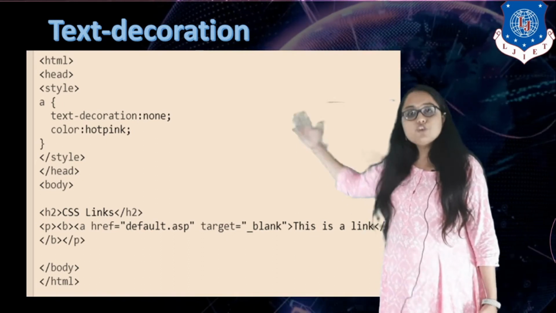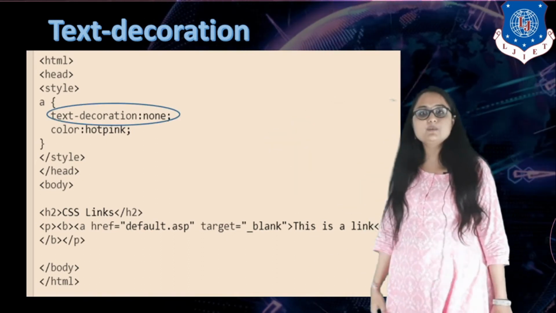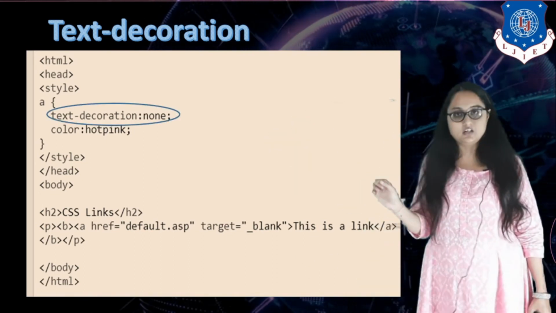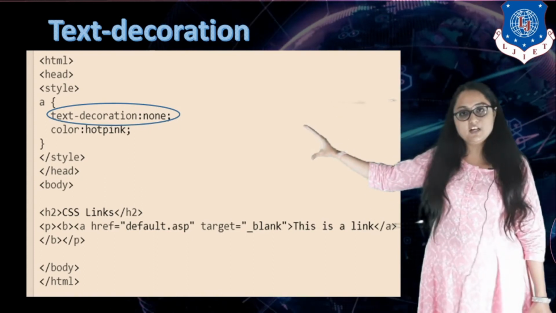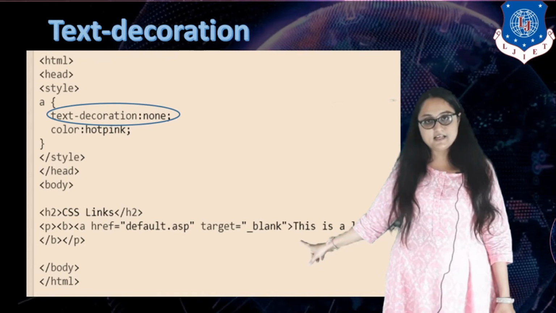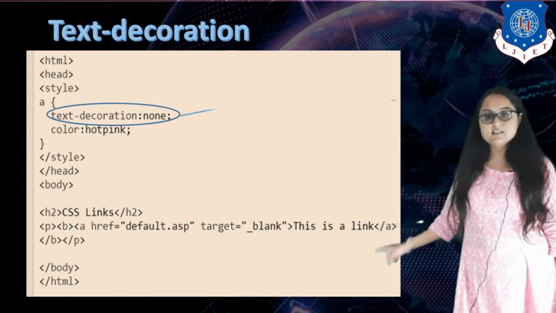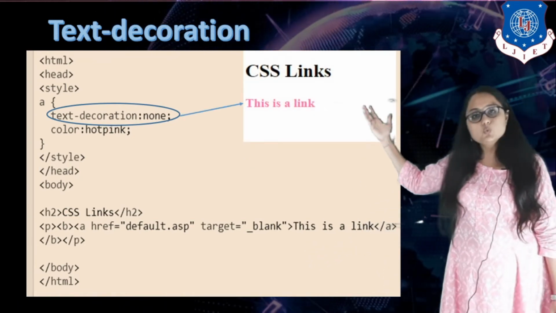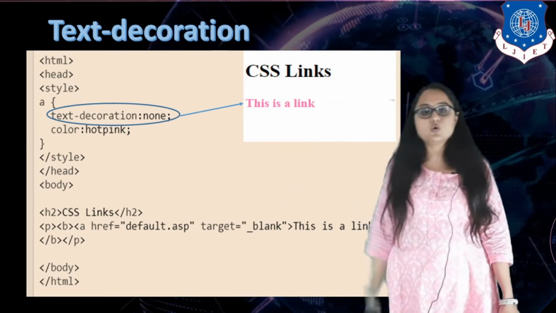So for that what you need to do is specify text decoration none. Whenever you specify text decoration none, it will refer to this anchor tag. You know that there is an anchor tag over here. Here it is written, this is a link. What will be the output? You will get this is a link but without an underline.